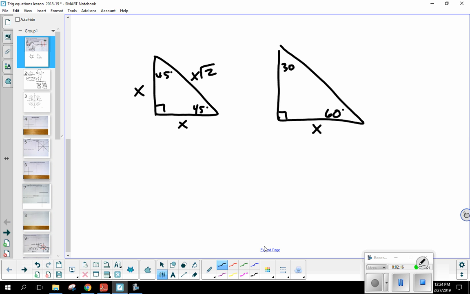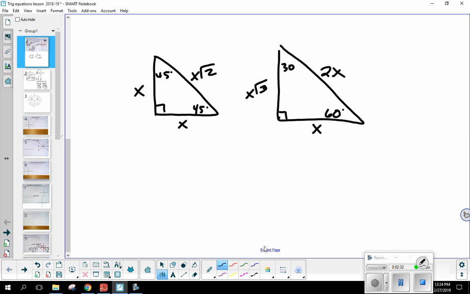Now, in the 30-60-90, we multiply that shorter leg x by what to get the longer leg? It's also a radical. Square root of 3. So the shorter leg times square root of 3 is the longer leg. The shorter leg times what is the hypotenuse? 2x. There we go. The hypotenuse is always double. So those are the characteristics that you're going to be looking for.